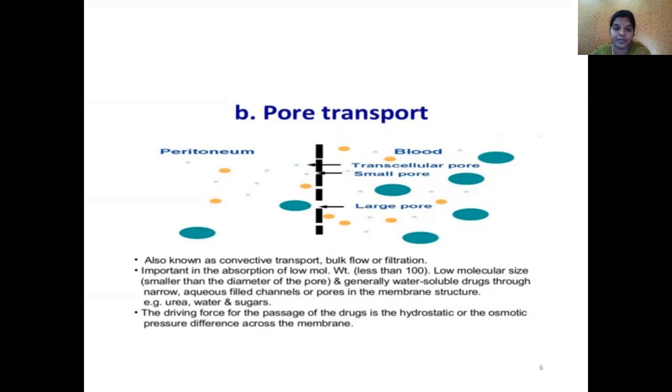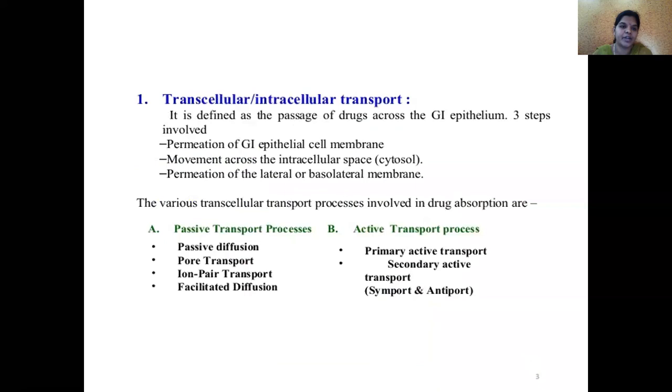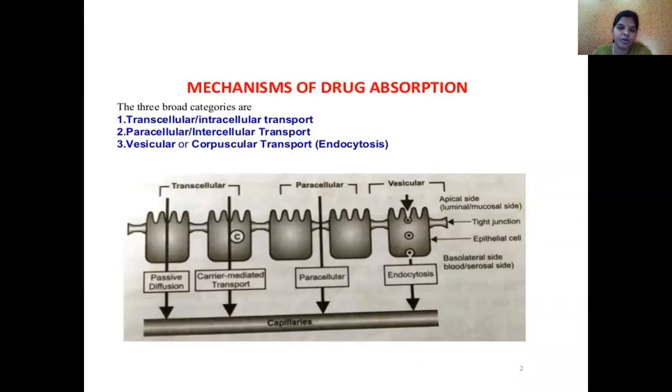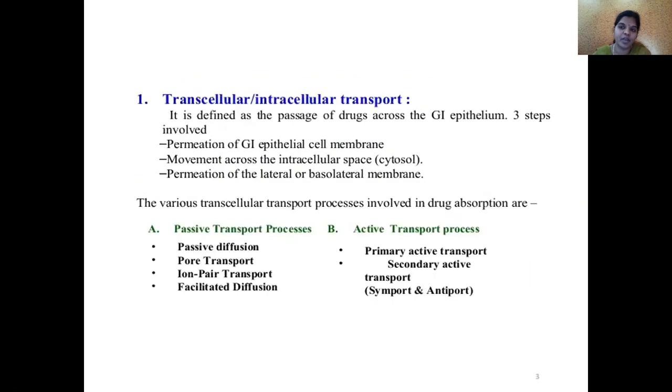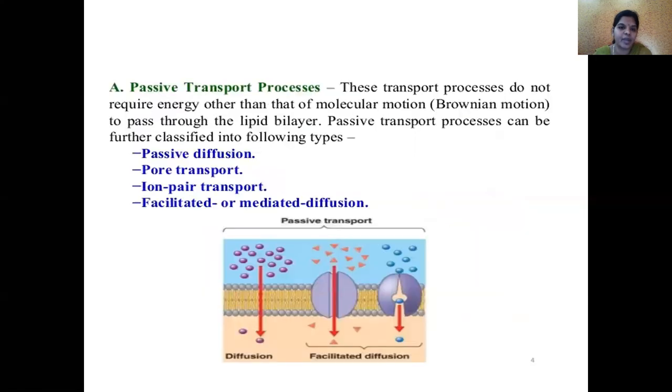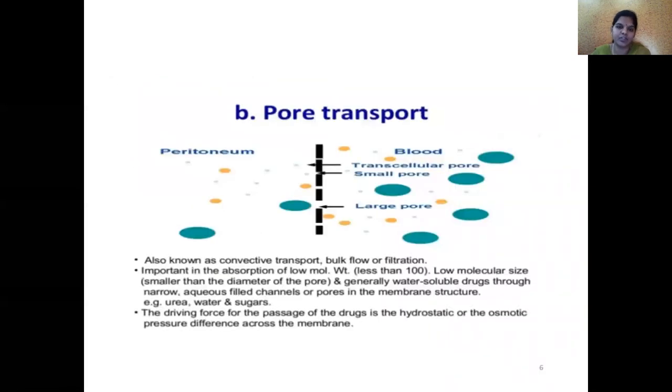Three types are there, right? First one is the transcellular or intracellular mechanism, then intercellular mechanisms, then vesicular type of transport. In the transcellular mechanism, we have four types: passive diffusion, pore transport, ion pair transport, and facilitated or mediated diffusion processes. In that, we already discussed passive diffusion.